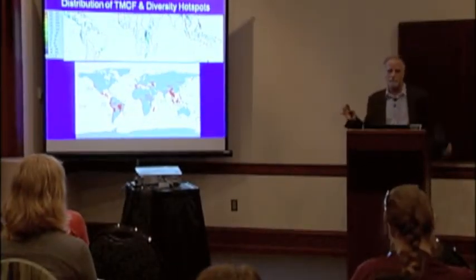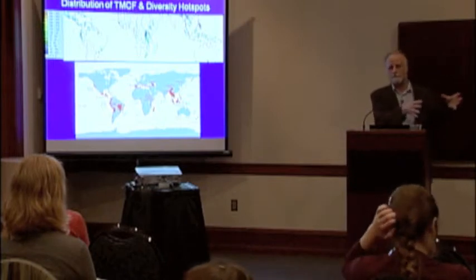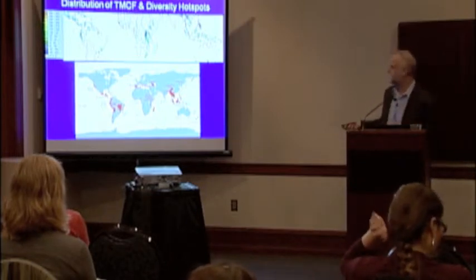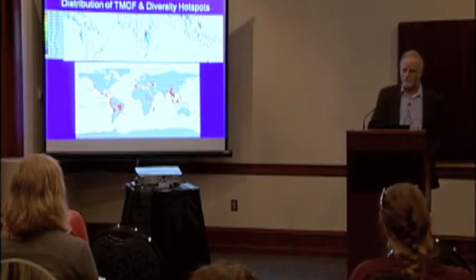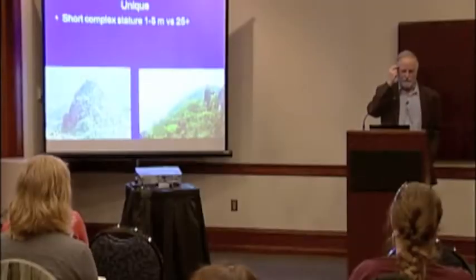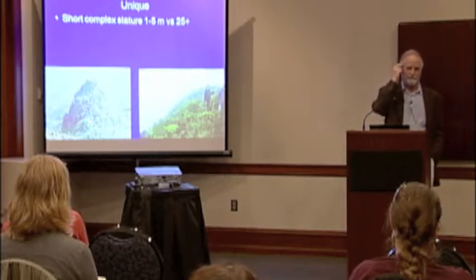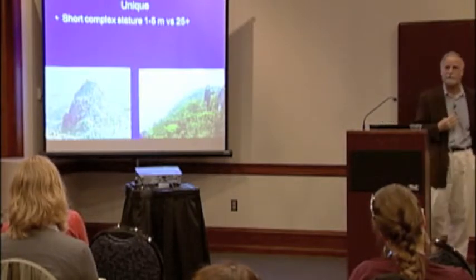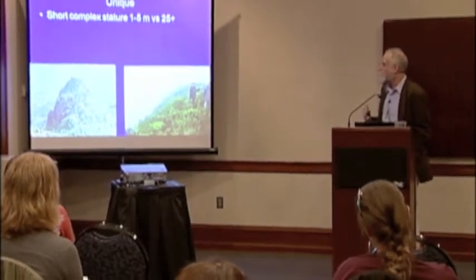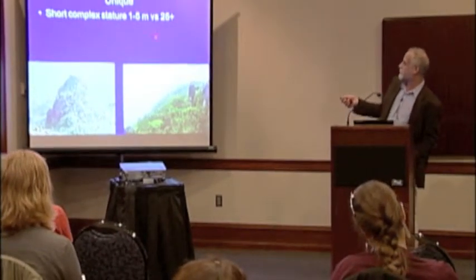So in terms of their genetic background and their biogeography, the species that occupy them are unique, but they've also seemed to be around for a long time. They're also unique systems, and that's what's really intrigued ecologists and natural scientists for many years. Why do they have a very short, complex stature of 1 to 5 meters?